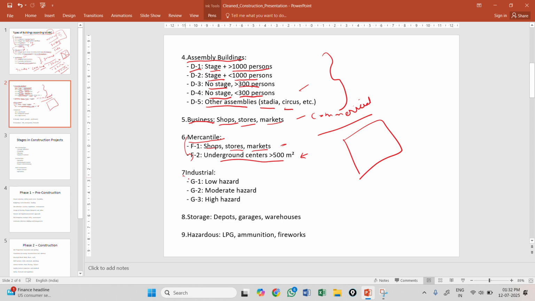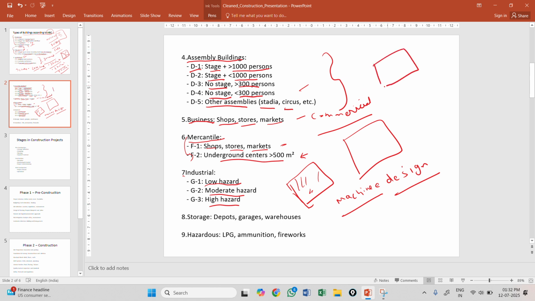Then comes industrial: low hazard areas, moderate and high hazard. Normally in industrial buildings there will be some kind of foundation design, a machine design. This is very important for industrial buildings, because we need to know the RPM, the speed at which the machine will be moving, and according to that we design the building. If it is a low hazard building, it's fine. When it comes to moderate or high hazard, we should be very careful, and we should go to a structural engineer for that. That is the important thing about industrial buildings.